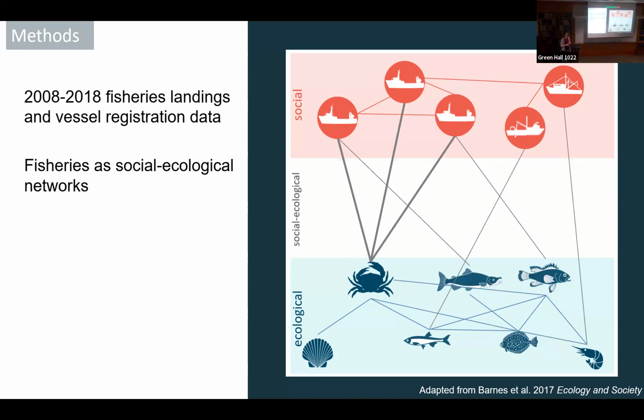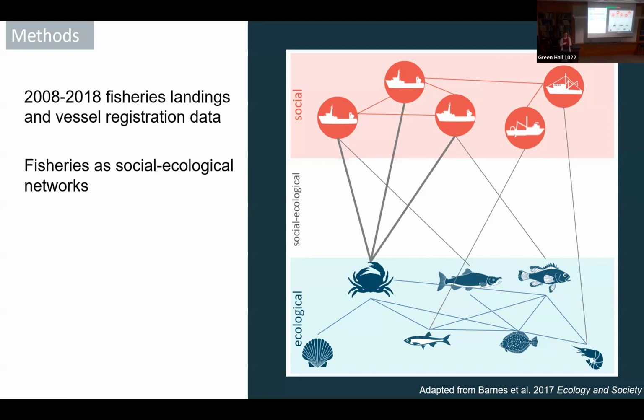And then harvest is represented by these social ecological links or ties. And before I really dive into network terms here, has everyone kind of worked or knows of network methods? Can I just get a show of hands? People who, okay. Okay, so I'll just quickly clarify.